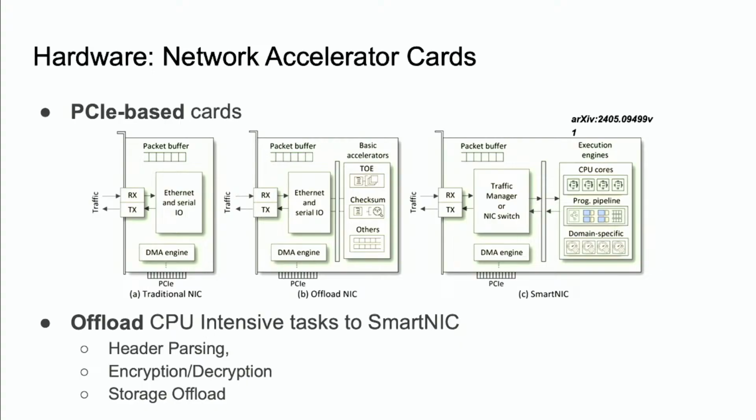Then you get the SmartNICs. You can see they have a lot more execution engines. There are some CPU cores, there are programmable pipelines, and there's also a lot of encryption and decryption that can happen on these SmartNICs. I've seen some with up to 16 or 64 ARM cores on some of these cards, and you can even run a fully fledged Linux operating system on it with DPDK on it.